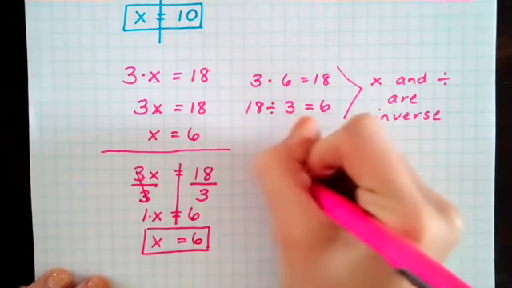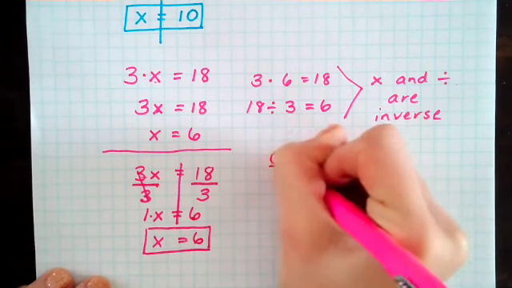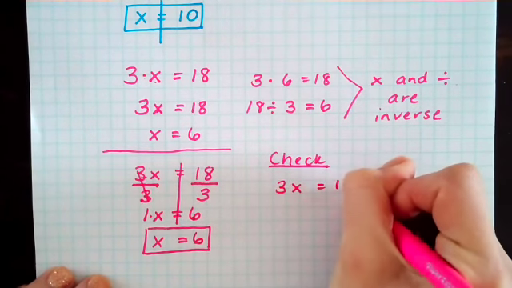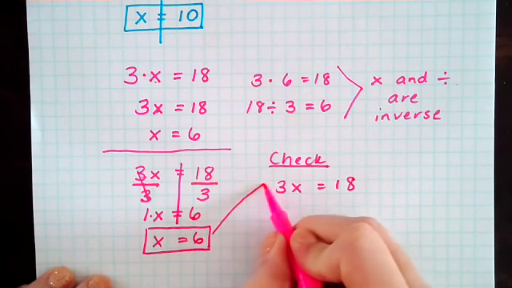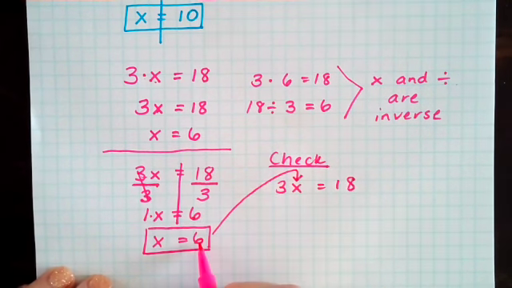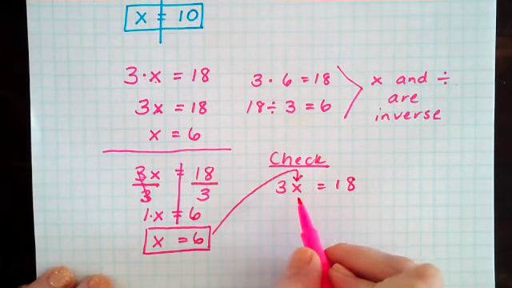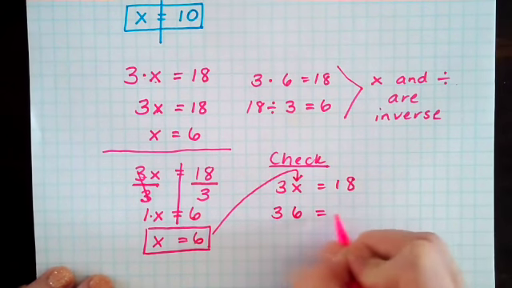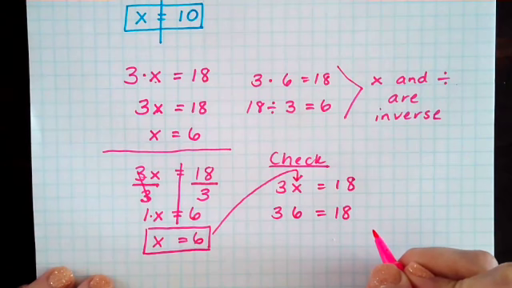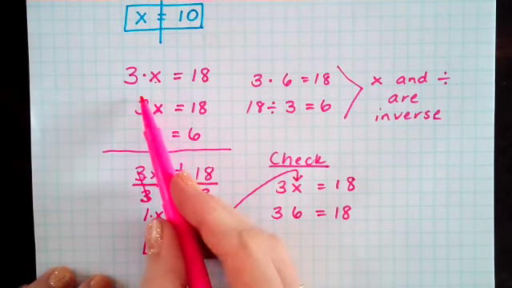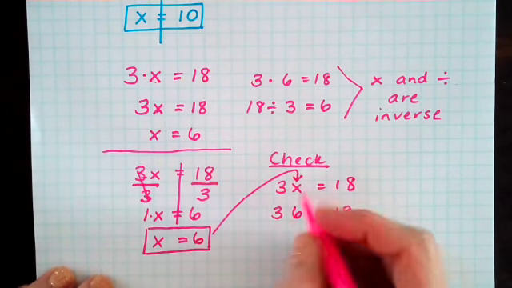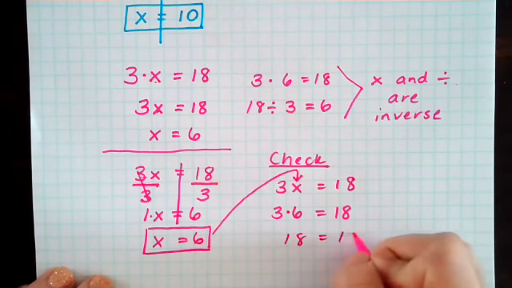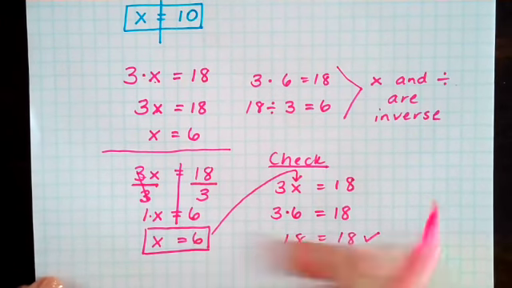Now let's check this one so you can see what the check would look like. Remember, 3x indicates multiplication. So when I substitute the value of x in, I need to be very careful. I don't want to just do this because now it looks like 36, which is definitely not 18. So you can use a dot or you can use parentheses. 3 times 6 is 18, and this checks out.